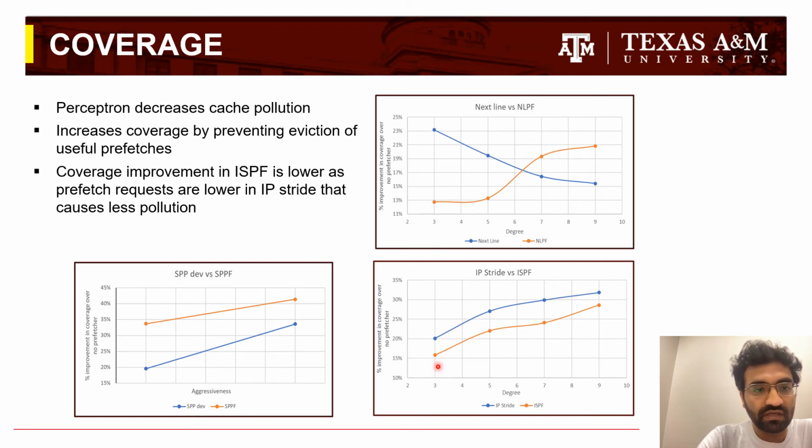The coverage increases with the increase in degree, and as we see, we are catching up to the baseline prefetcher with the increase in degree, because now the pollution has started increasing, and Perceptron is more effective in these areas. So our aim of increasing the coverage of a baseline prefetcher without incurring any penalty on accuracy is achieved with the help of the Perceptron filter, because we can now allow more prefetch requests, but we filter out the useless prefetch requests.